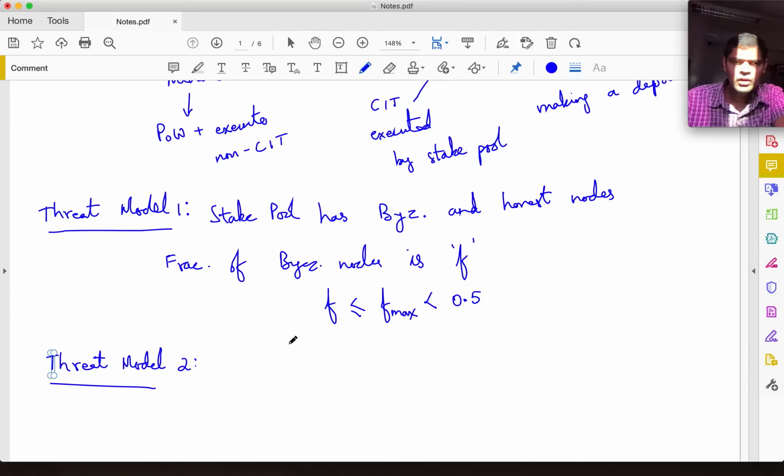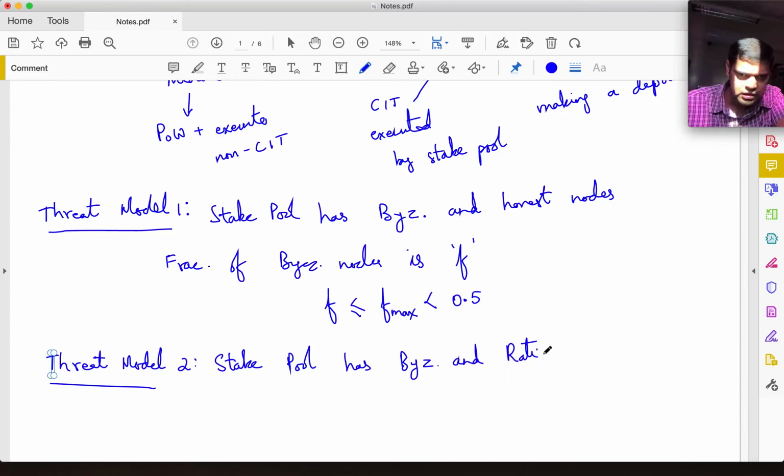So we'll go into how we deal with this threat model a bit later, but here the stake pool has Byzantine and rational nodes. So what is a node? Well, anybody who pays a deposit and joins the stake pool is a node. Right? And we are saying that here there is a combination of Byzantine and rational nodes, and this is a very powerful model because this is more realistic.